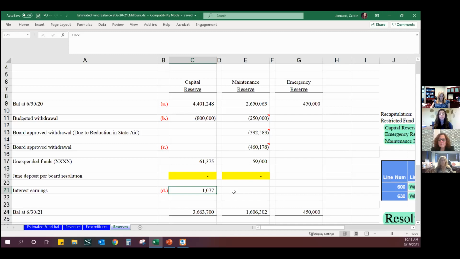So if your $10 million is made up, a quarter of it, with the reserve balance, it would be a reasonable estimate to maybe put a quarter of your interest earnings back to the reserve.